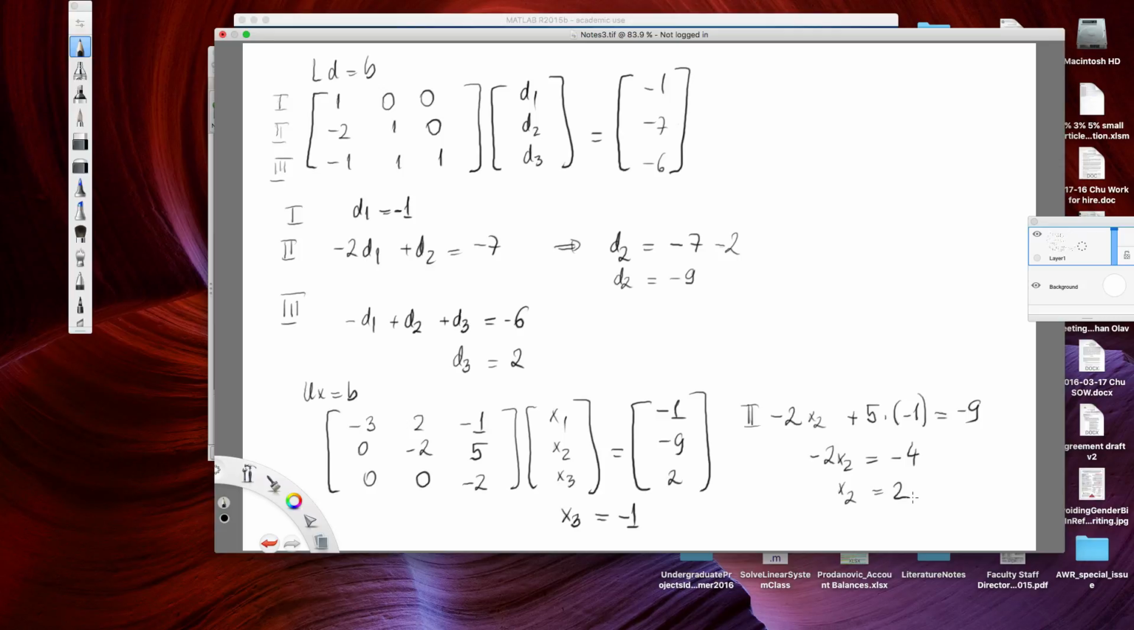I know Hamid Reza knows. Yes, questions? So now I'm solving UX is equal to D, with D being the vector I just found, and U being the upper triangular matrix I got in the first step. Sorry, equal to D, actually, that's what it's supposed to be. So this is the D that I just found.